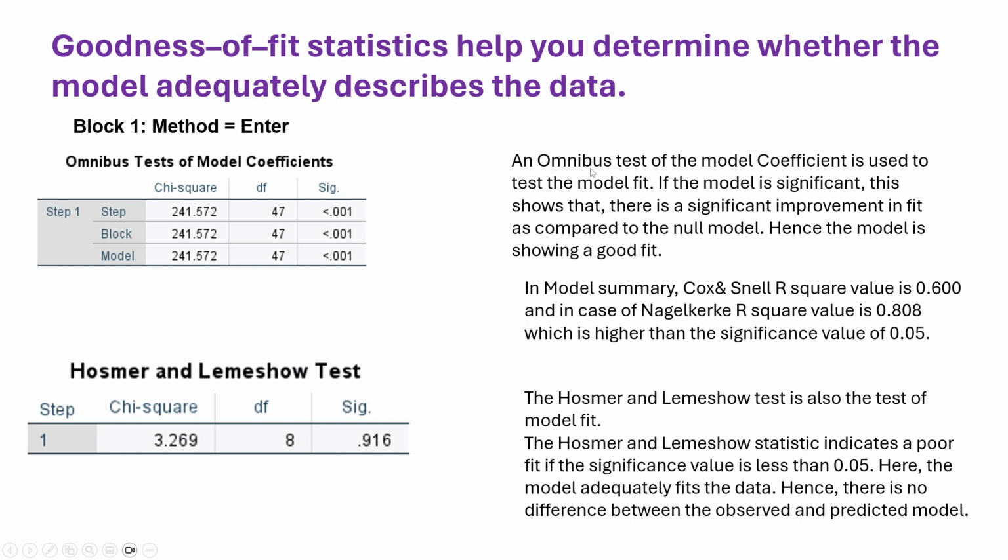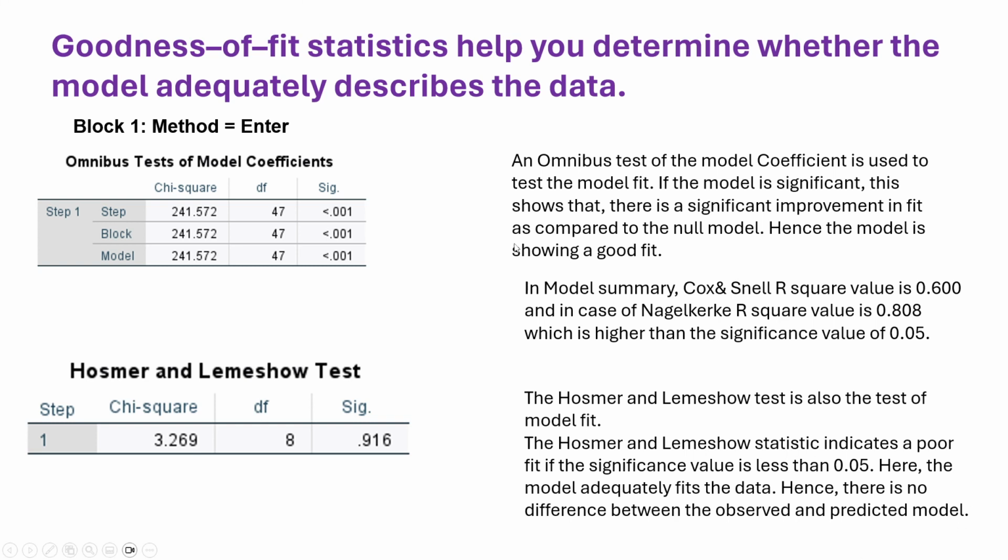An omnibus test of the model coefficients is used to test the model fit. If the model is significant, this shows that there is a significant improvement in fit as compared to the null model. Hence, the model is showing a good fit. You see here all the values are significant. The model is also significant. So if it is significant, there is a significant improvement. So the model is a good fit.